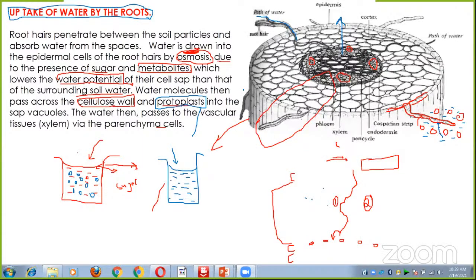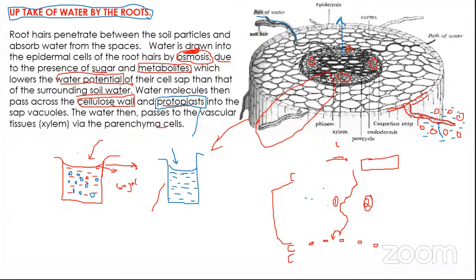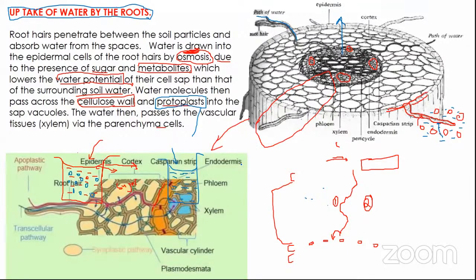So that means the outer solution has high water potential compared to the sugar solution in the root hair cell. I hope you guys have understood that.